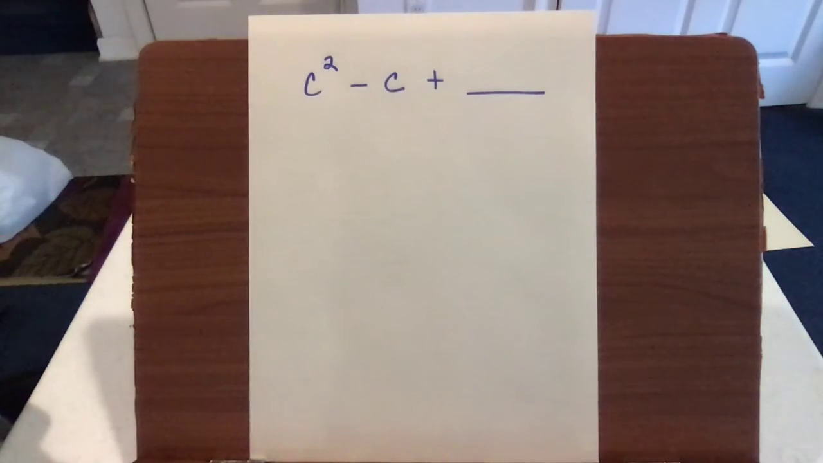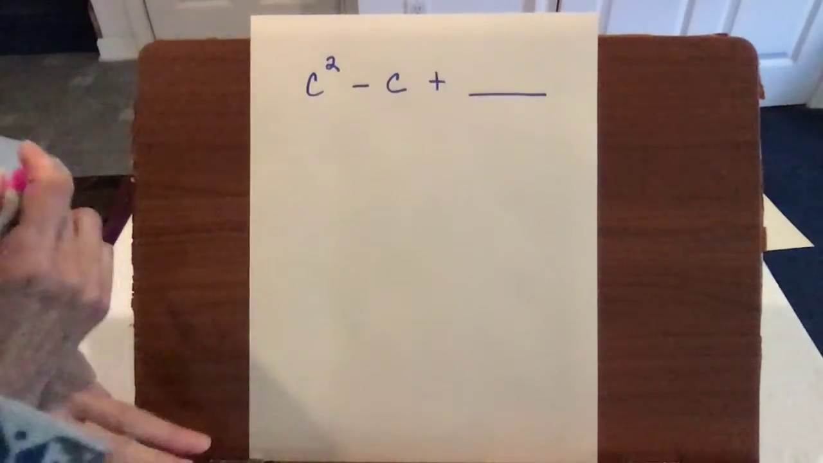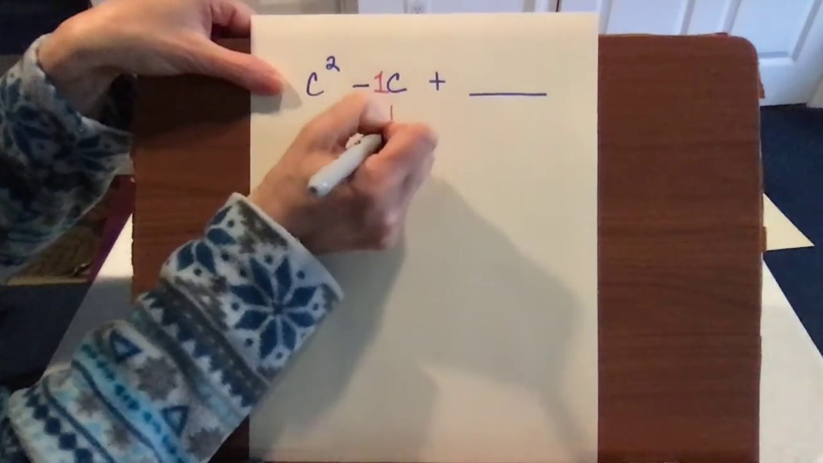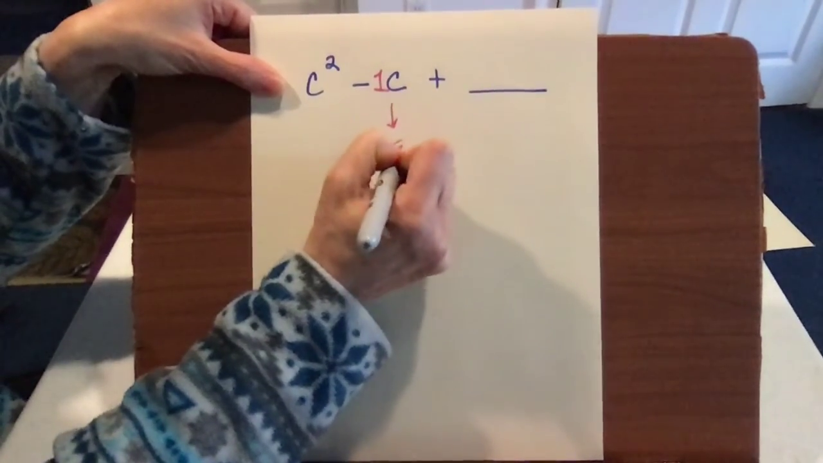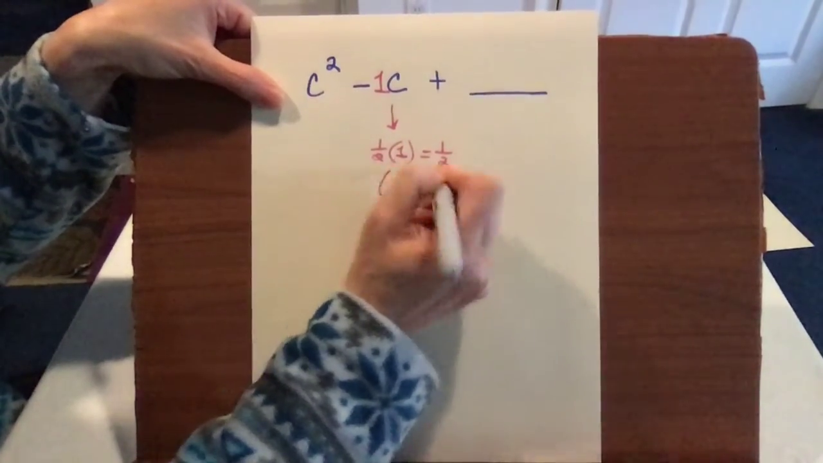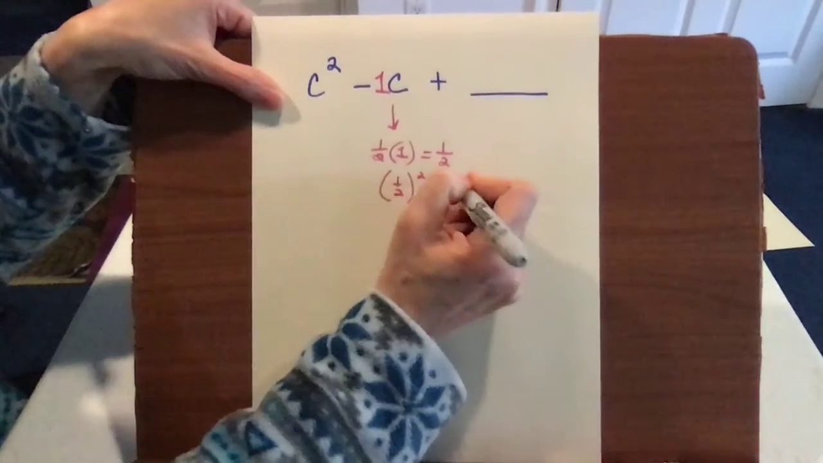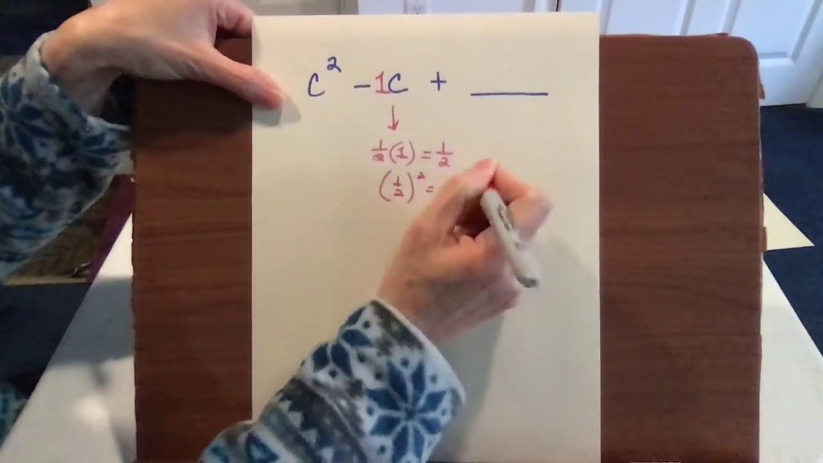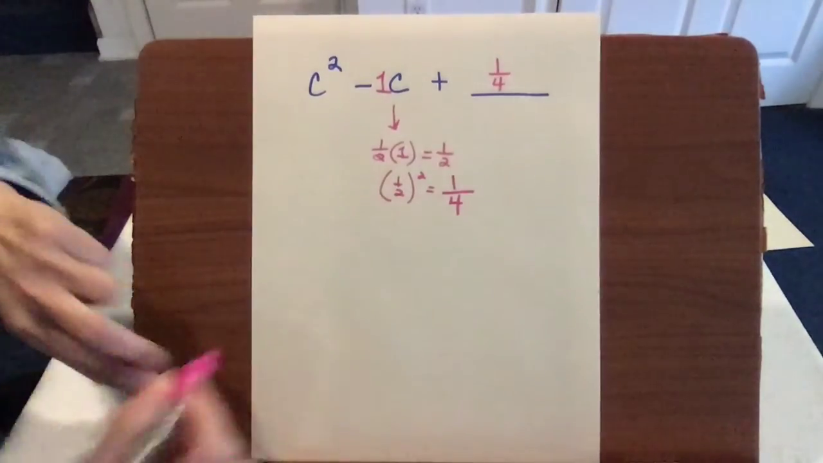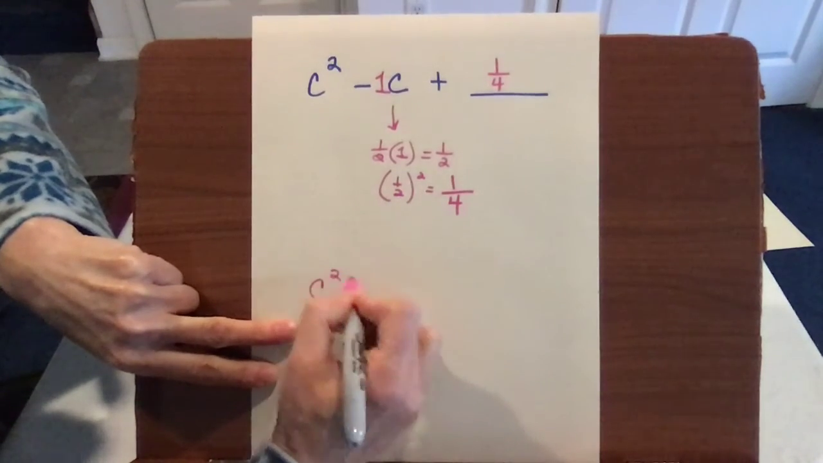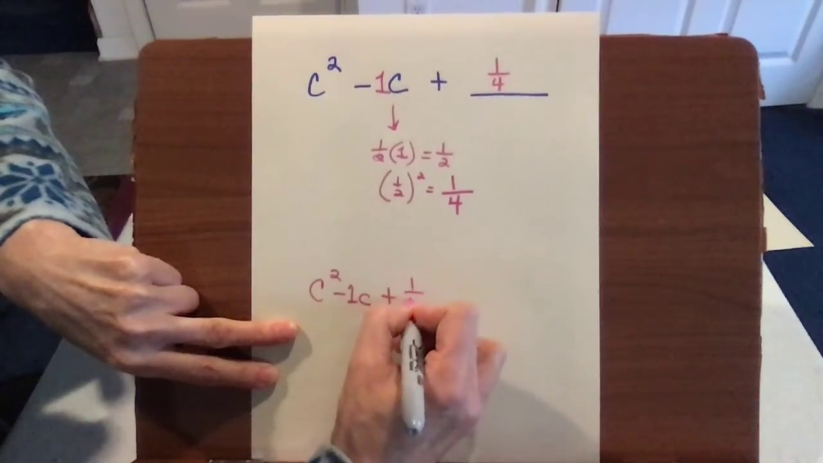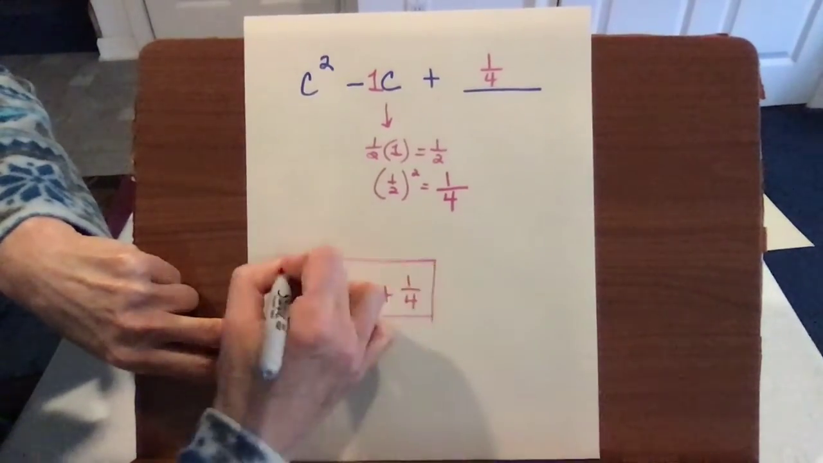All right, in this case, we have c squared minus c plus a number. Well, the coefficient in front of the middle term is a 1. So we're going to take half of 1, which is a half. We're going to take a half and square it, which means we have 1 squared in the numerator, which is 1, and 2 squared in the denominator, which is 4. So we're going to add 1/4, and that completes our square. So our final expression looks like c squared minus 1c plus 1/4, and that would be our completed square expression.